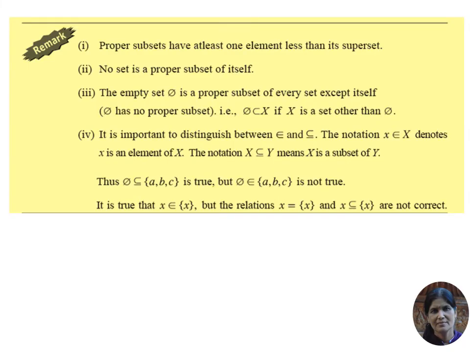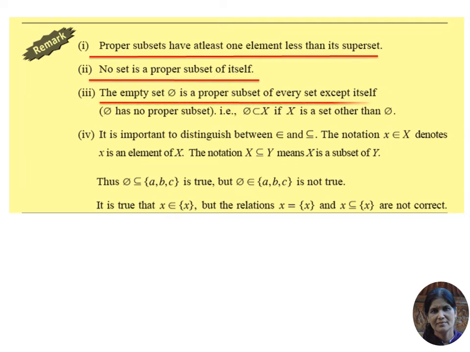Let us emphasize some concepts. Proper subsets have at least one element less than its superset. No set is a proper subset of itself. The empty set phi is a proper subset of every set except itself. Phi has no proper subset. Phi is a subset of X if X is a set other than phi.